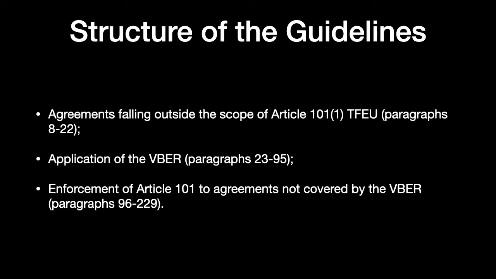Okay, so as a broad guide, the guidelines consist mostly of 3 parts. The first part deals with agreements that fall outside the scope of Article 101, Paragraph 1. This includes some subcontracting agreements as well as agency agreements, and these are set out in paragraphs 8 to 22. The second part, paragraphs 23 to 95, includes an explanation point by point of the Vertical Block Exemption Regulation.